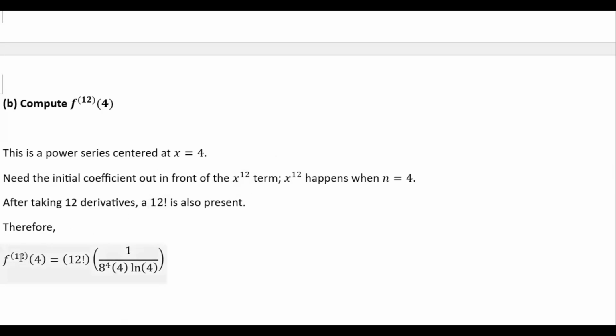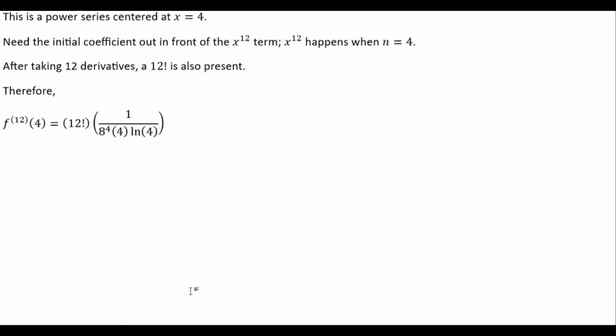The 12th derivative at the center of the power series, 4, is we need a 12 factorial, and we need the coefficient out in front of the x to the 12th term originally, which is this. So that's our answer. Don't bother simplifying. Even I don't know how to simplify this, especially because there's ln 4. Okay.